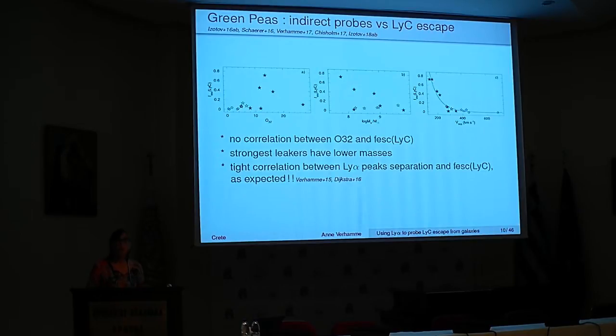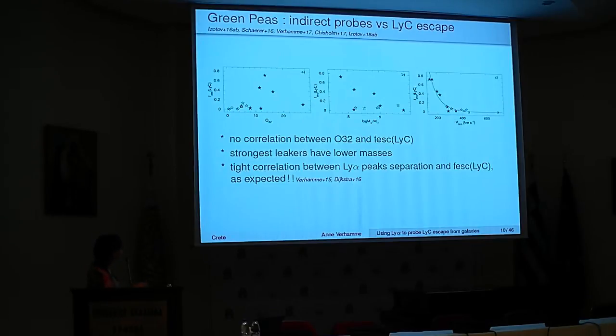So about the link between direct detection, direct Lyman continuum emission, and indirect probes, this is what we find. There's not exactly a correlation between the strength of the O32 ratio and the Lyman continuum escape fraction. Actually, our object with the highest O32 ratio is a leaker. It has a Lyman continuum escape fraction, but it's not the strongest. And our highest Lyman continuum leaker with the highest escape fraction has an O32 ratio which is in the same range of others with lower escape fractions.